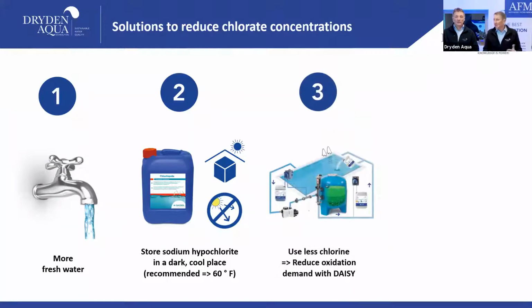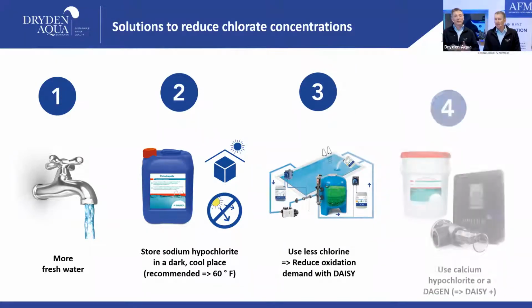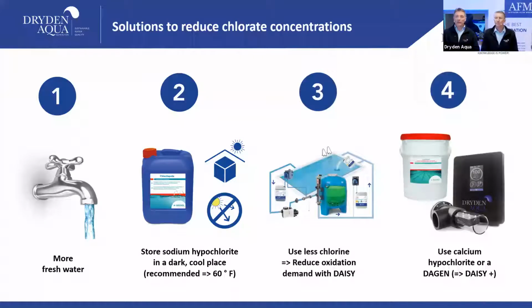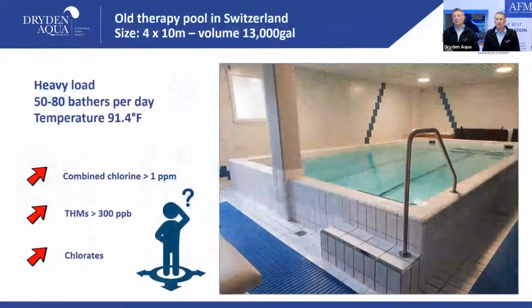Third, use less chlorine, for example by reducing the oxidation demand of the water with a DAISY system. DAISY meaning AFM and the APF product, the coagulant flocculant that we were talking about. Don't forget, on an outdoor pool, ACO. That makes a huge difference. If you save 30% of the chlorine demand just by doing ACO, you have 30% less chlorate. Fourth, use calcium hypochlorite, directly mixed in, or salt electrolysis.